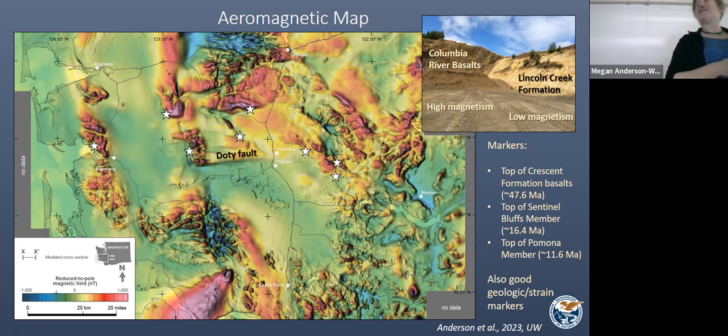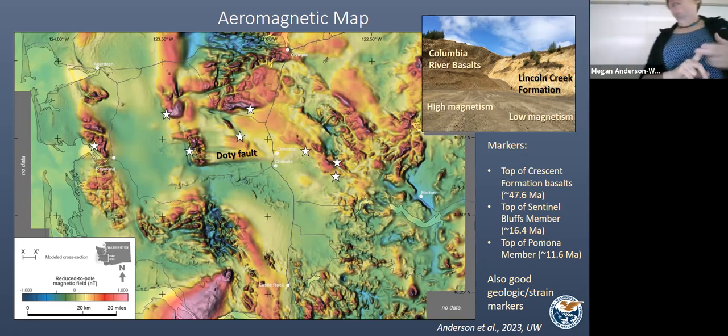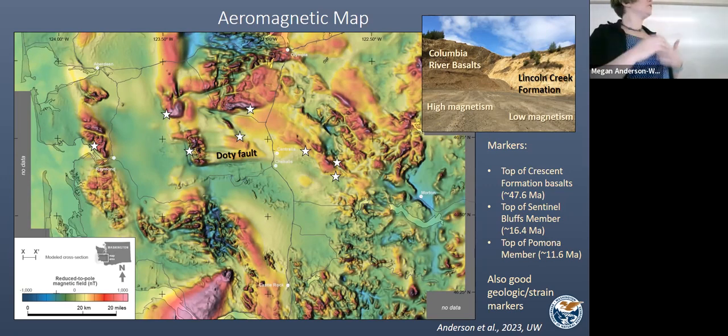Really far distal end of the Columbia River basalts actually flowed into this area. And so we have the top of the Sentinel Bluffs member and the Pomona member. And these are well dated. So these are also really good geologic and strain markers. So if we can figure out offset on one of those particular units, they're also nice markers in our geophysical maps, then we might be able to come up with rates.